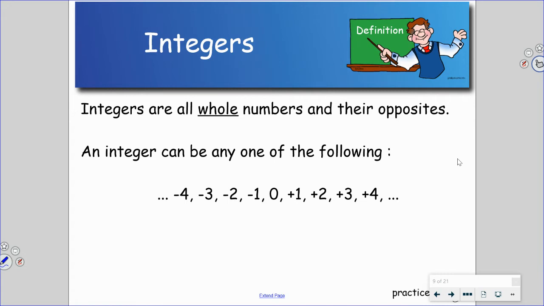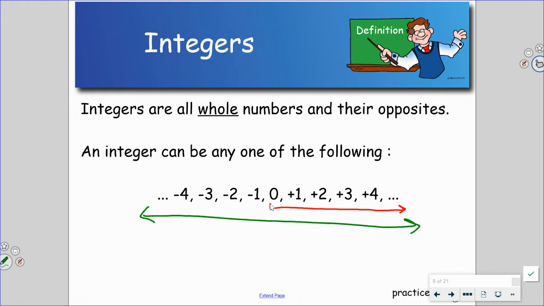Integers are all the whole numbers and their opposites. Now remember, whole numbers have no parts. They do include 0, 1, 2, 3, 4, 5, 6, to infinity and beyond. Meanwhile, integers include all the whole numbers and their opposites. So starting from 0, you could increase or you could decrease, -1, -2, -3, -4, and so on.